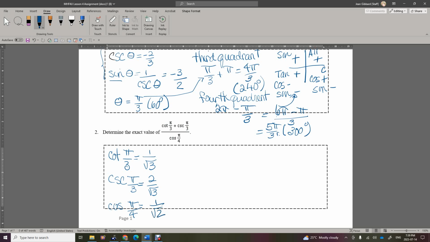So we've identified from our equation what the variables represent. Now, we take these values and substitute them into the equation. So 1 over square root 3 plus 2 over square root 3 divided by 1 over square root 2 is equal to square root 6. And that is our answer.